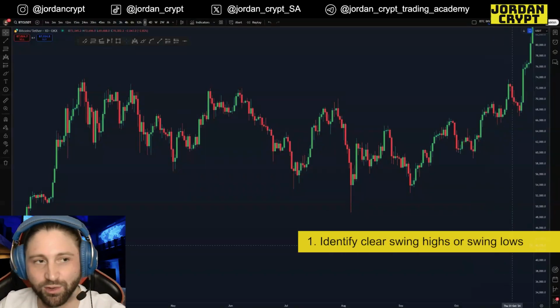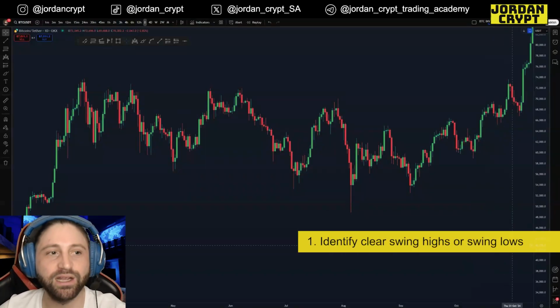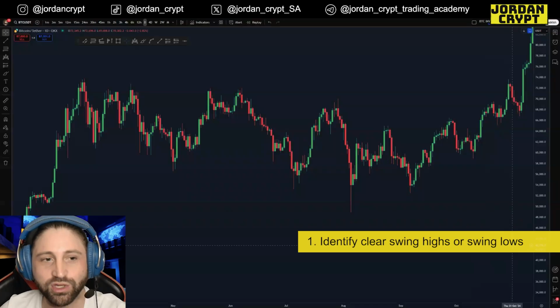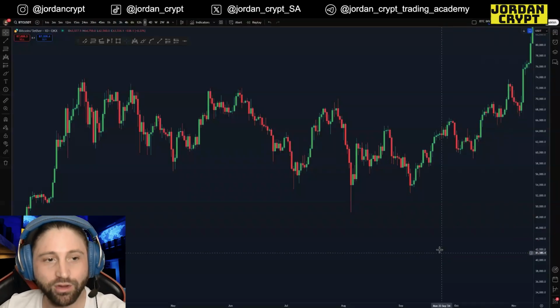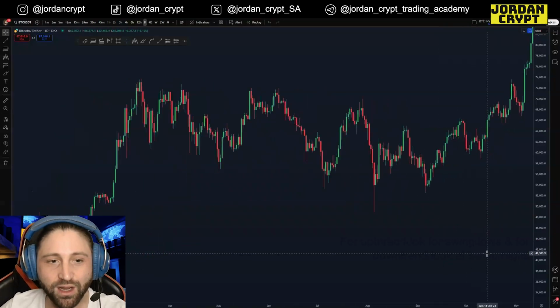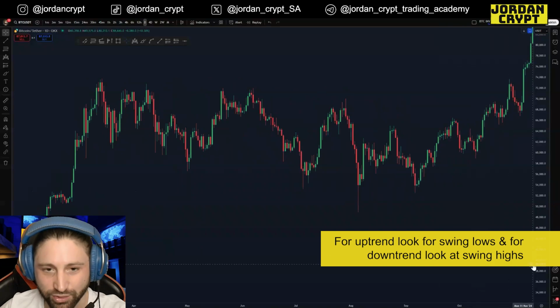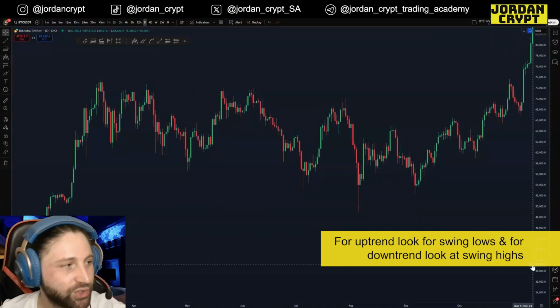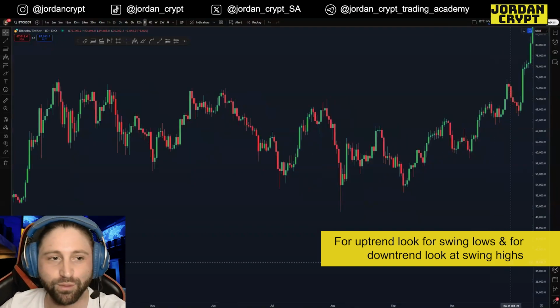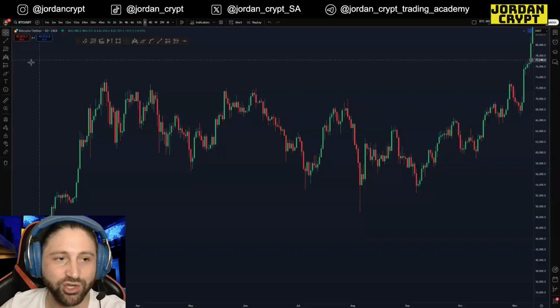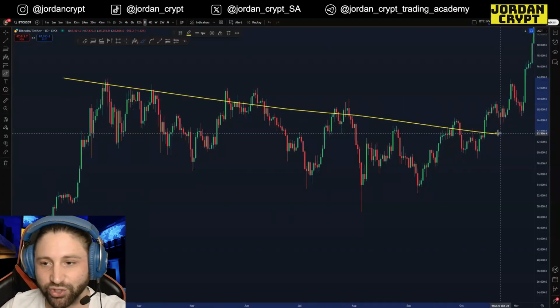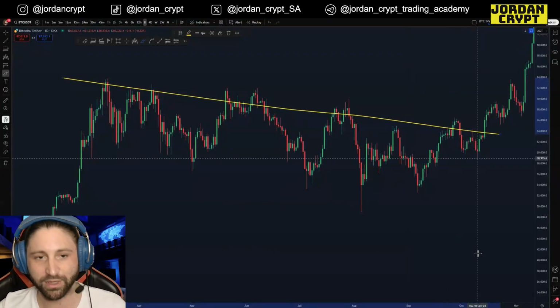Step 1, you have to identify clear swing highs or swing lows. When you're looking at an uptrend, you want to look at your swing lows. When you're looking at a downtrend, you want to look at your swing highs. For right now, we are going to actually focus on this downtrend that we saw on Bitcoin.